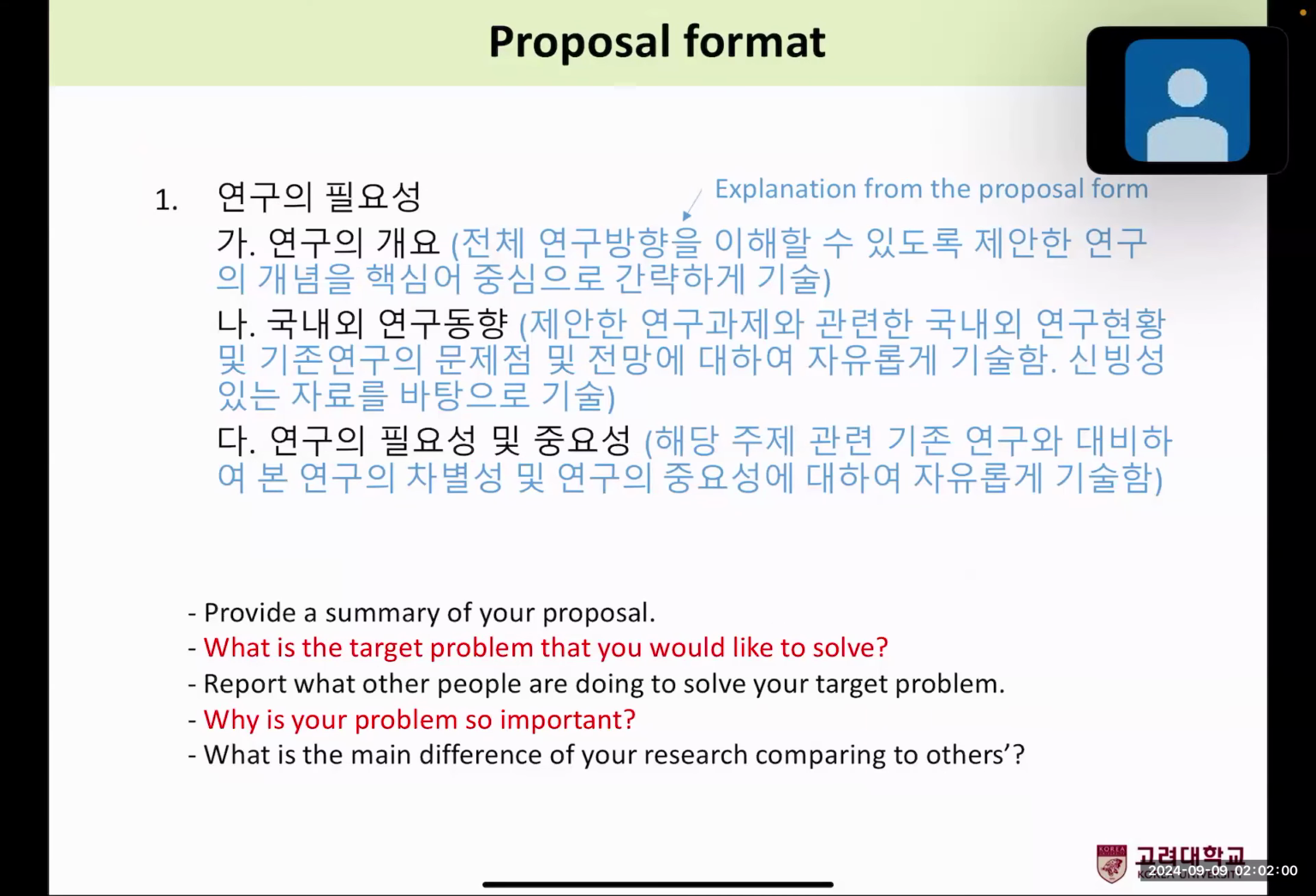So in order to write a proposal, you first need to provide a summary of your proposal and what is the target problem that you want to solve, and why is the problem important, and what is the main difference. Why is your project that you suggest different from other projects or other proposals, right? So that's the introduction part.